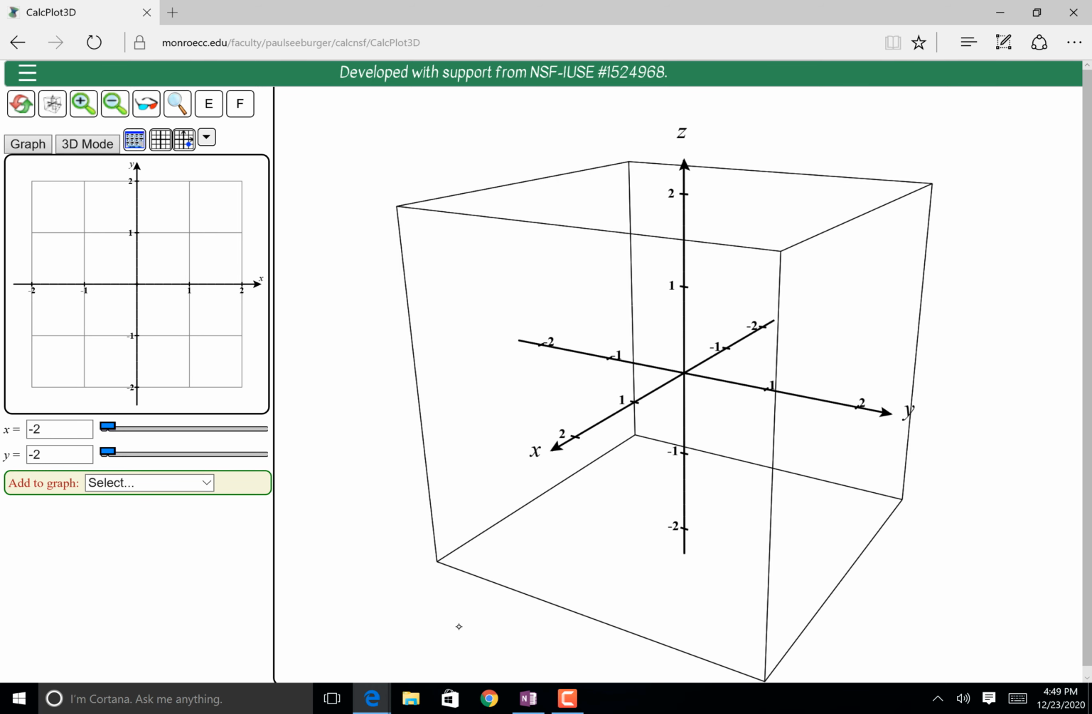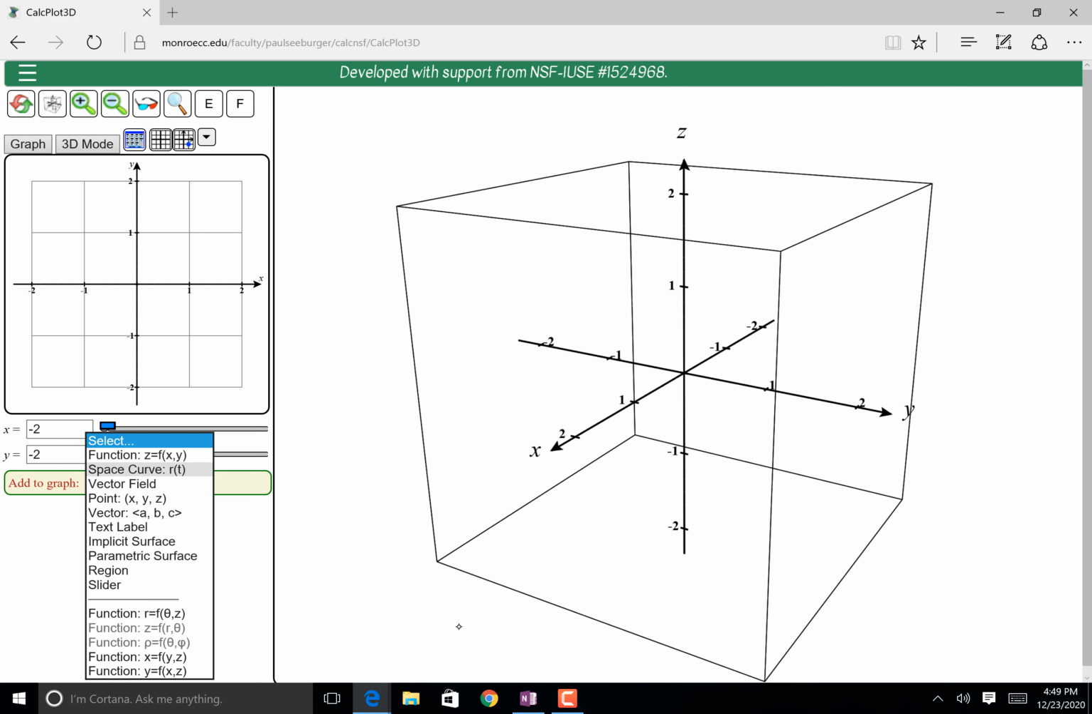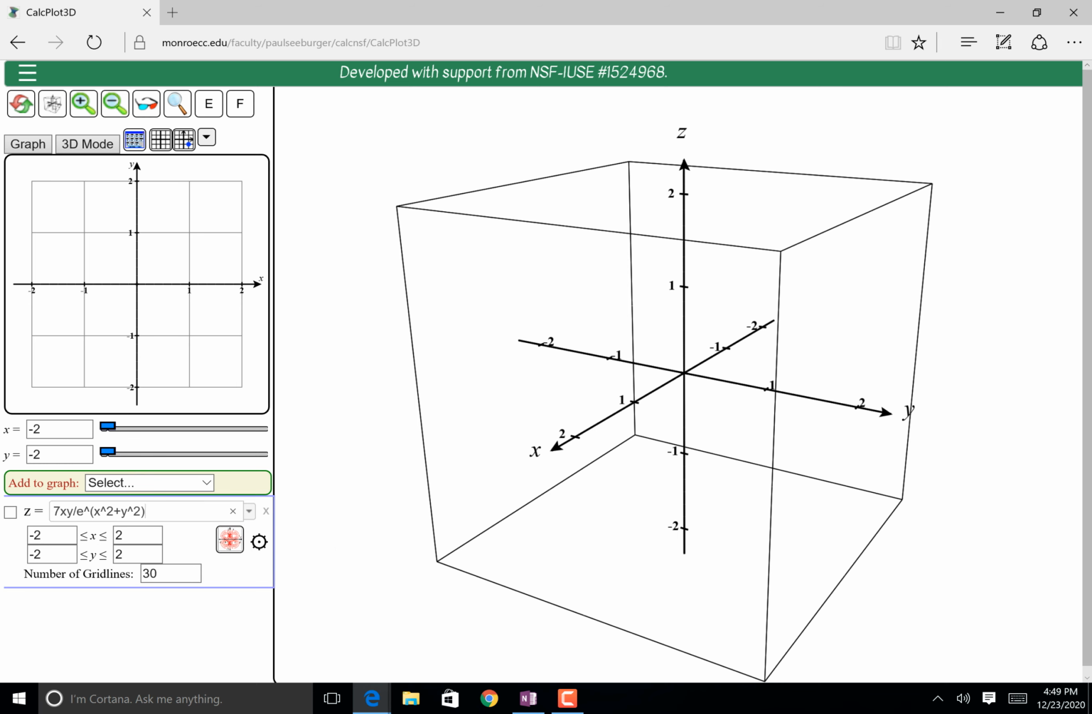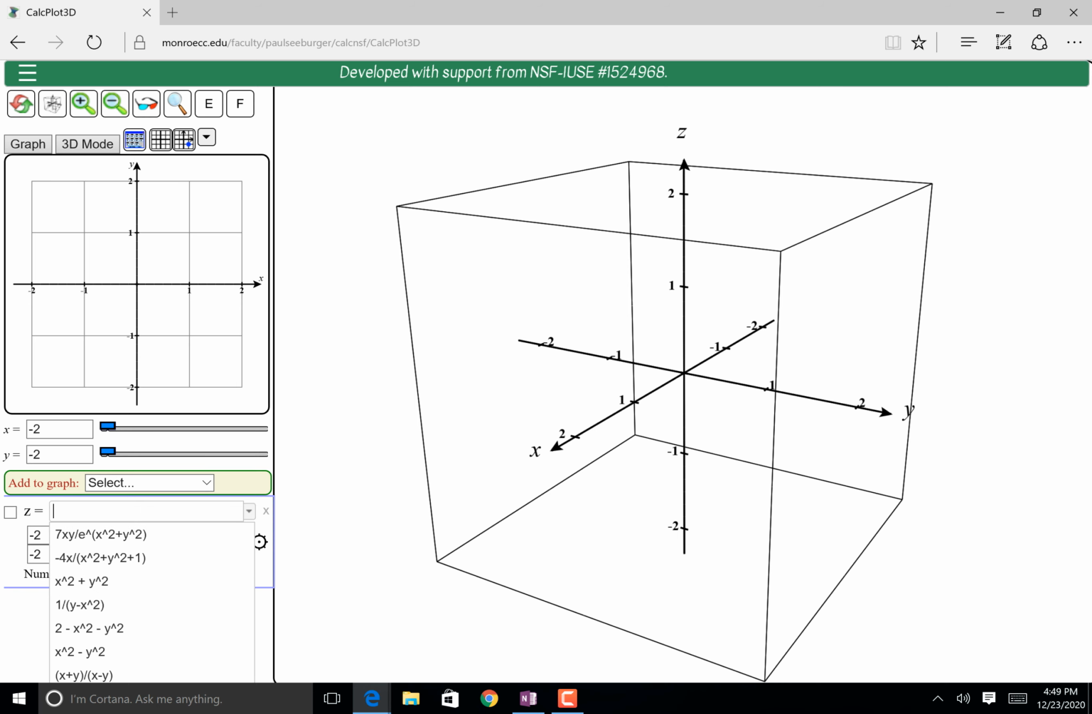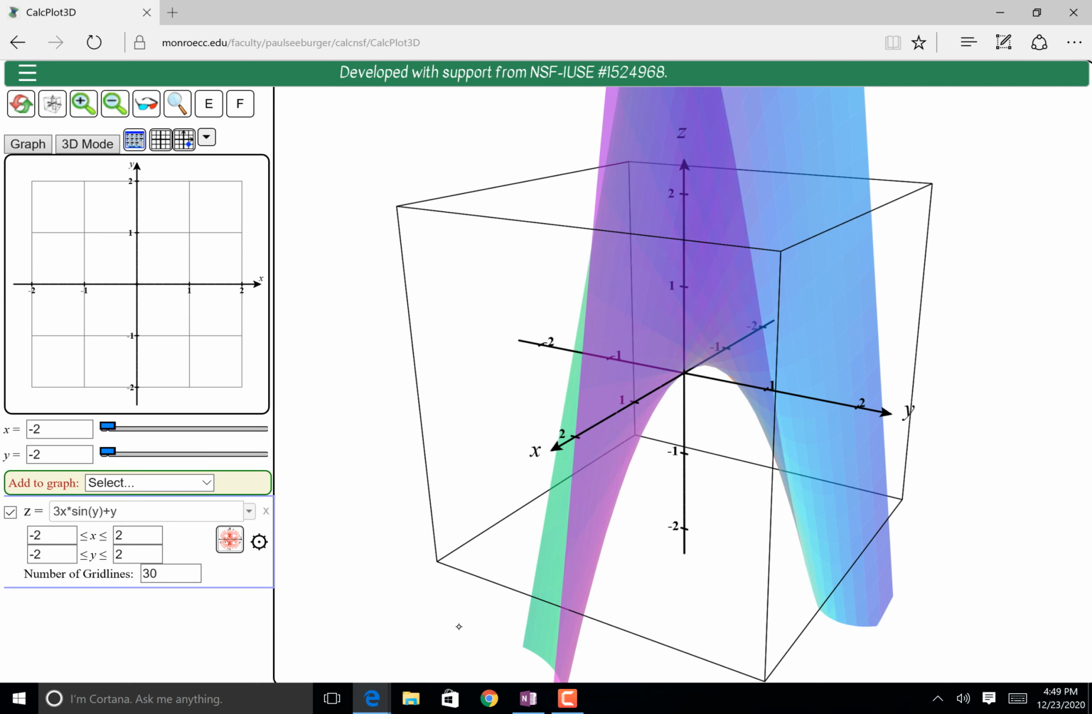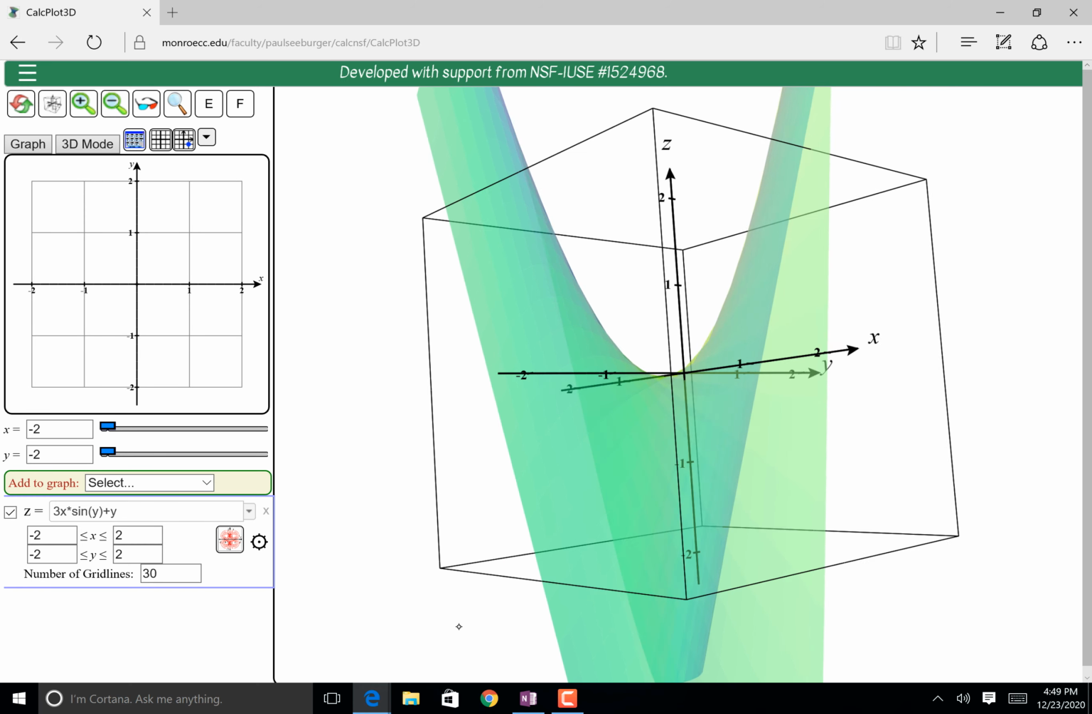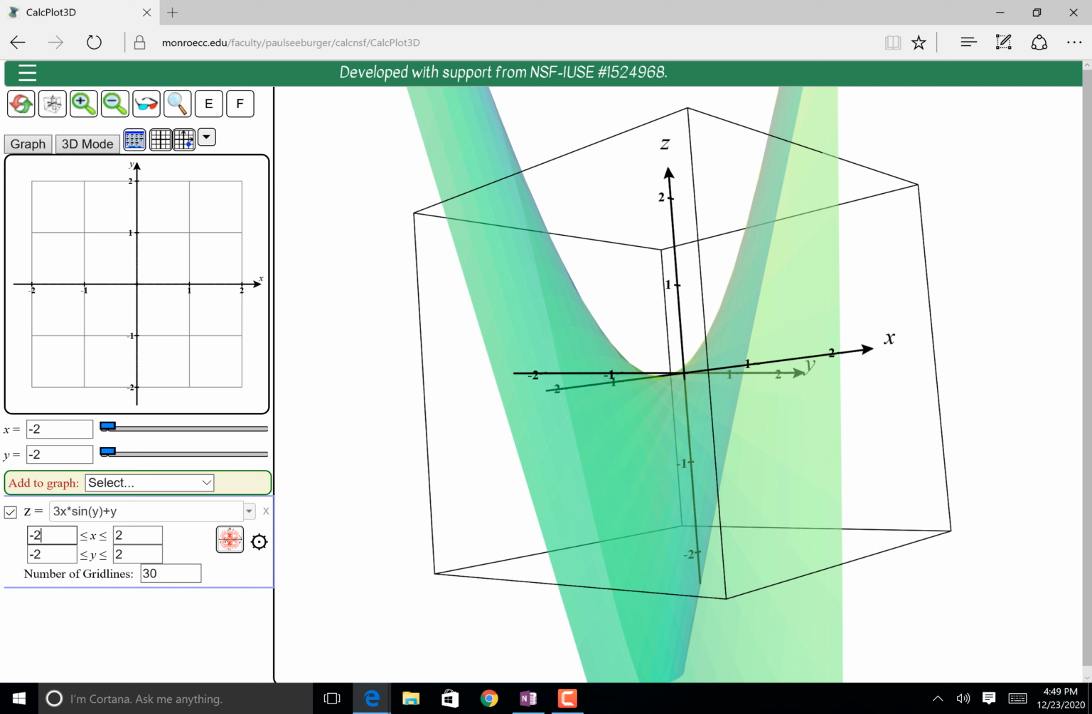So let's get rid of this fella. Let's do a different one. So let's put in a z equals again. Let's just make one up here. So let's just do one here that looks cool. I'm going to do a little 3x times the sine of y plus y. Nice. Look at that. That's crazy. And let's go from -12, shall we? Let's get out there a ways. Have some fun, huh? Let's do it, man.